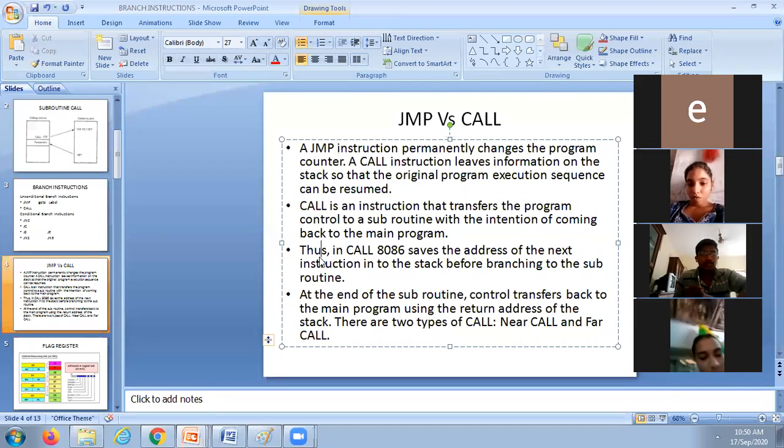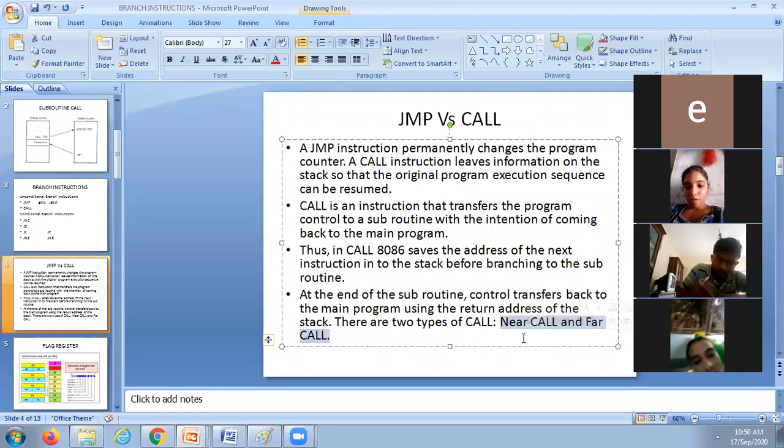Then at the end of the subroutine, control transfers back to the main program using the return address from the stack. There are two types of call, near call and far call. I will clarify it later, because if you want to explain near call and far call, you should be clear about segmentation. Anyway, I will explain. Here, is there any doubt between jump and call, the differences? Do you have any doubt?